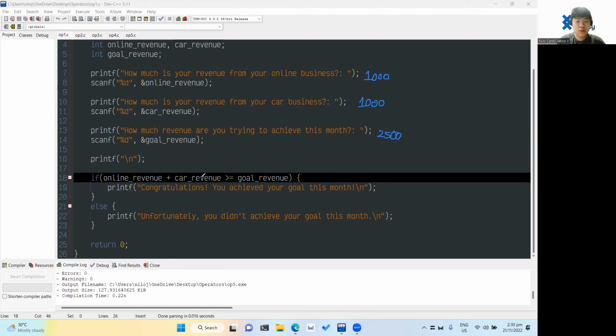Since this statement here is not true, now we're gonna go to the else statement, which will print out, unfortunately, you did not achieve your goal this month. So let's try to run this.